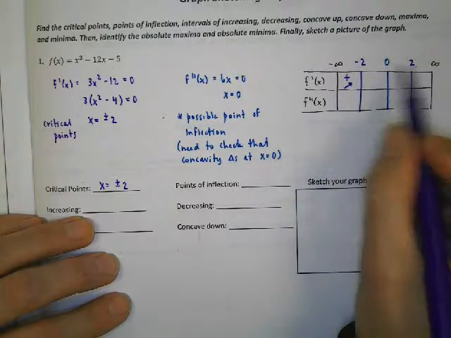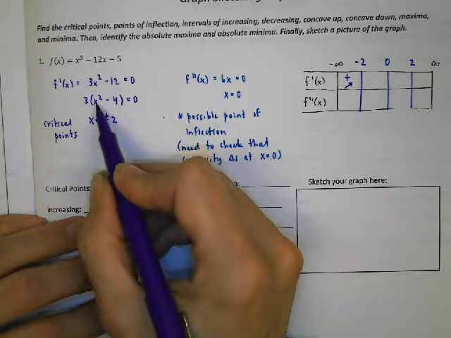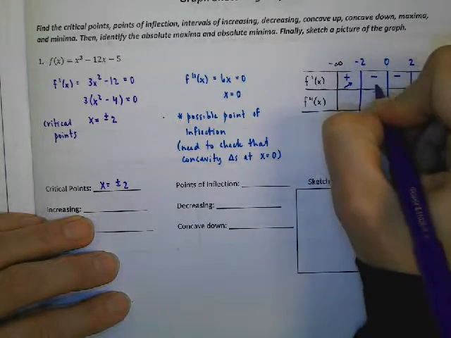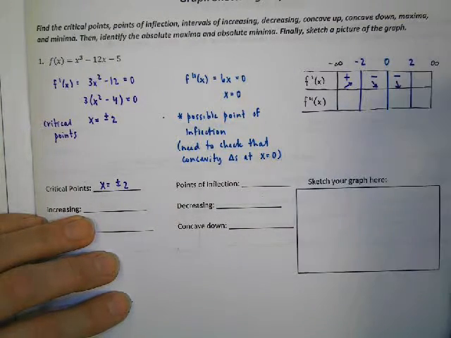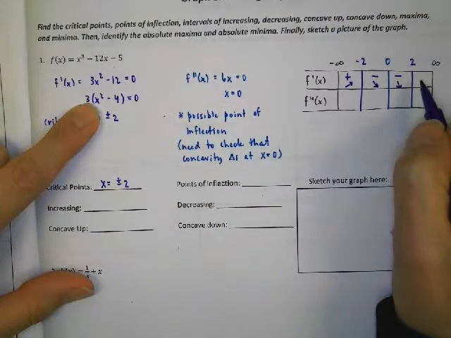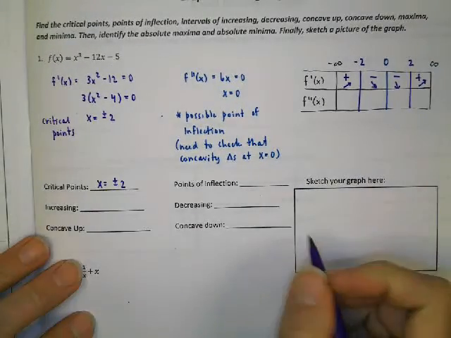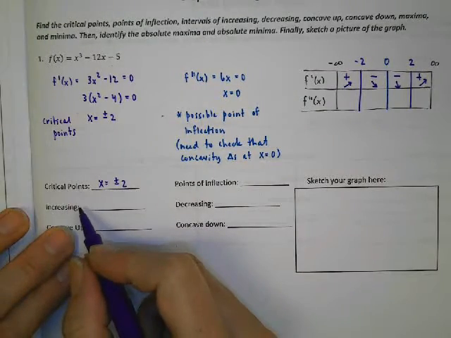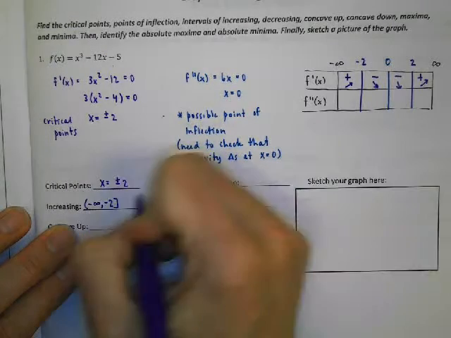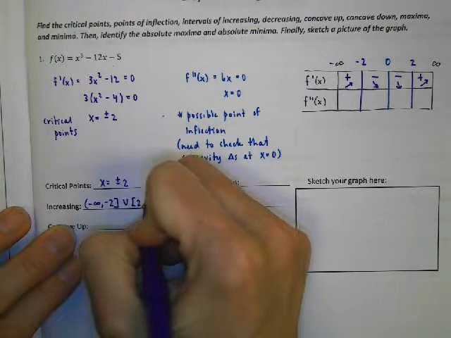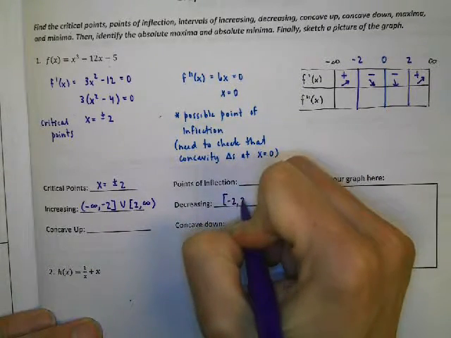Now I'm going to pick something between negative 2 and 2. So I'm going to go ahead and pick 0 and plug that in here. If I plug that in, I'm going to be negative over that interval, so I am decreasing. And then if I pick something greater than 2 and plug it into my first derivative, I can see that I'm going to be positive. So I'm increasing again. So now I can fill in my intervals of increase, which is from negative infinity to negative 2 and 2 to infinity. And decreasing then is from negative 2 to 2.